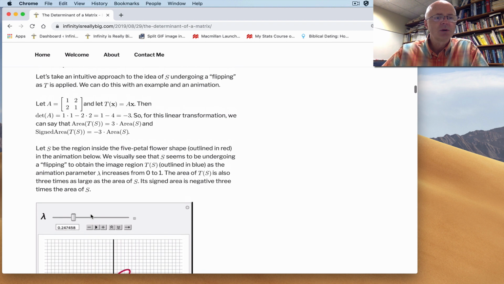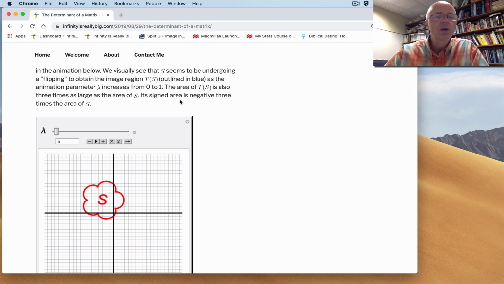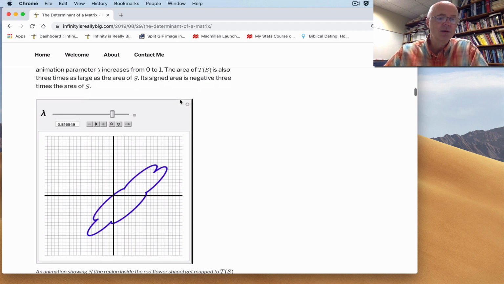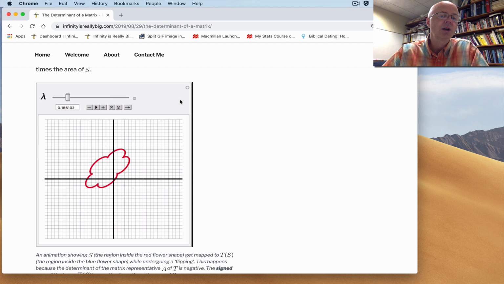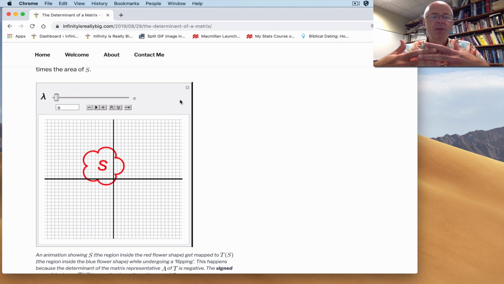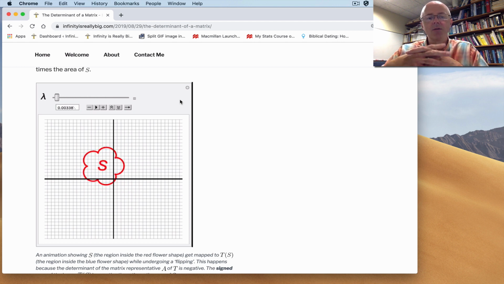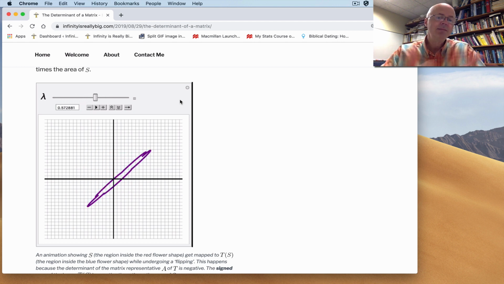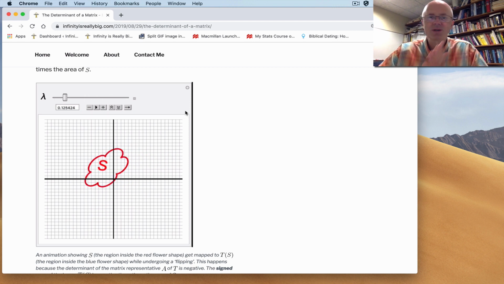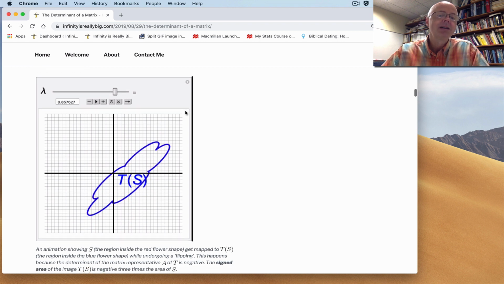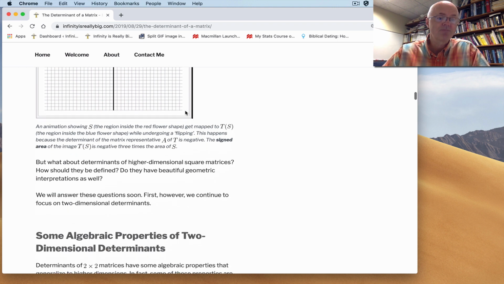Here's an example in a visual. This matrix happens to have a negative determinant, so the regions will undergo some sort of flipping like you see in this animation as the transformation gets applied. As this animation parameter lambda changes from 0 to 1, we see this 5-petaled flower region getting transformed to another 5-petaled flower region from red to blue that undergoes seemingly some sort of flipping, almost as if it's coming out into a 3rd dimension at you. Now, I'm not being precise about what flipping means, other than just to see what it means here visually.